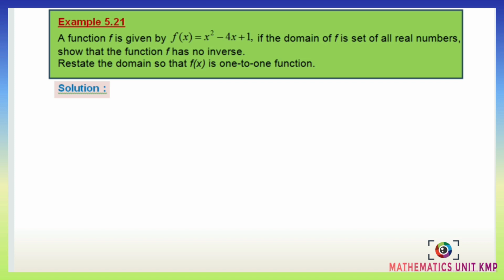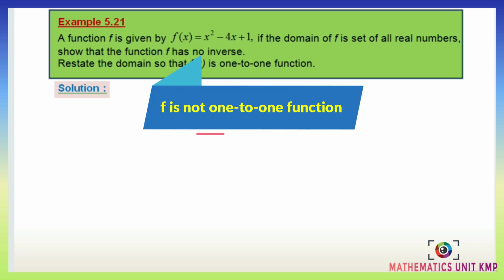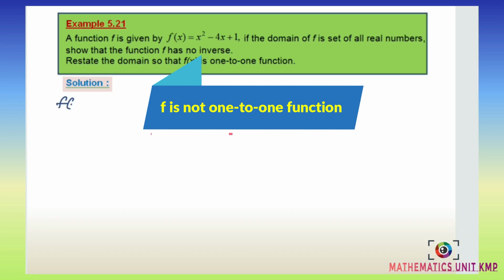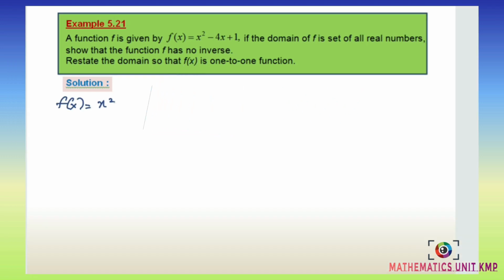To solve this question, we can choose the first method: sketch the graph. To prove that f has no inverse, that means f is not one-to-one. f(x) equals x squared minus 4x plus 1. The value of a equals 1, b equals negative 4, and c equals 1, and a is greater than 0, so the function has a minimum. Find the minimum point.